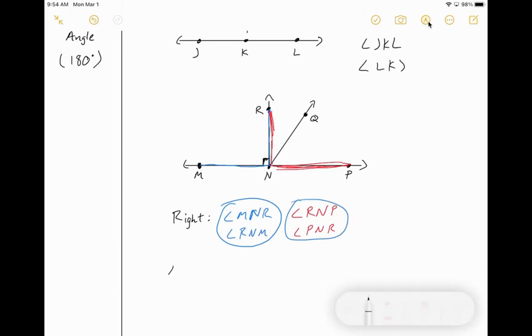Can you name the two acute angles here? There are two. What are the acute angles in this diagram?